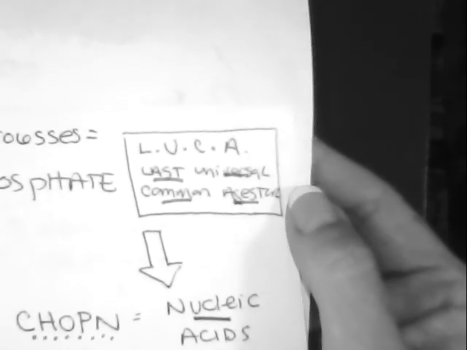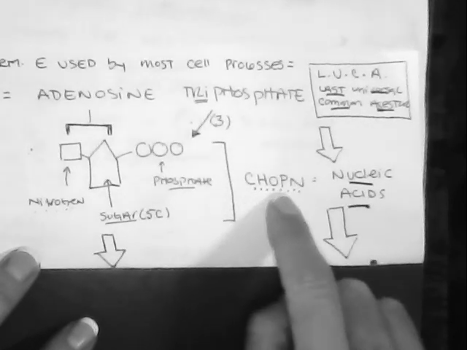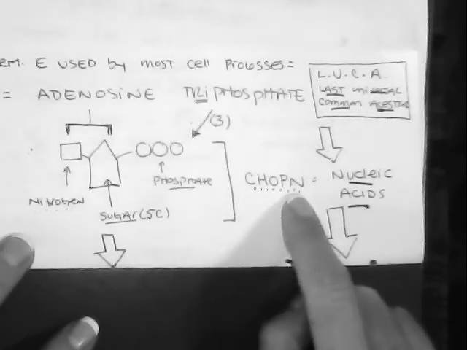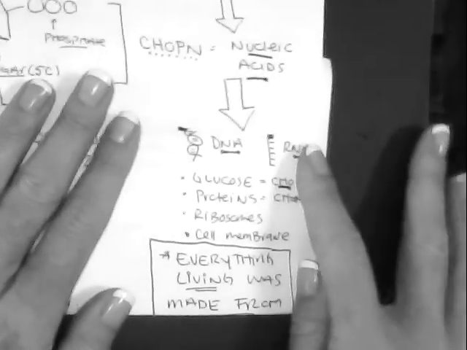And so this actually dates back to what's known as LUCA. LUCA is our last universal common ancestor. And LUCA is made up of CHOPON. And so ATP is made up of carbon, hydrogen, oxygen, phosphate, and then our nitrogen. CHOPON, in turn, forms nucleic acids. And so a couple classic examples of nucleic acids we've seen before is DNA and RNA.